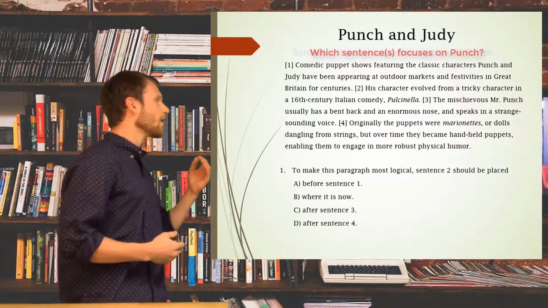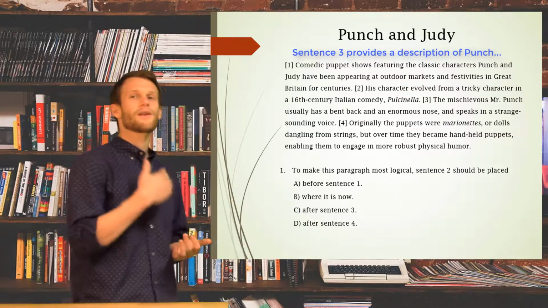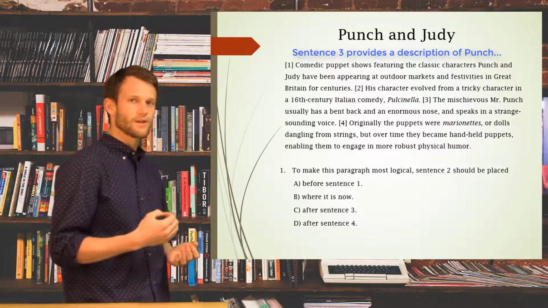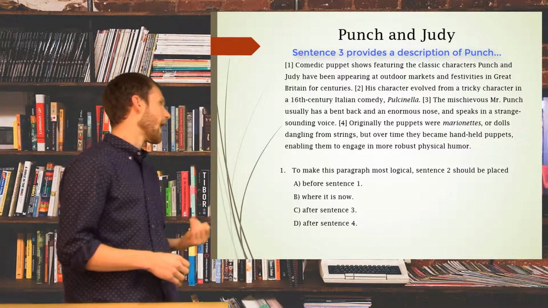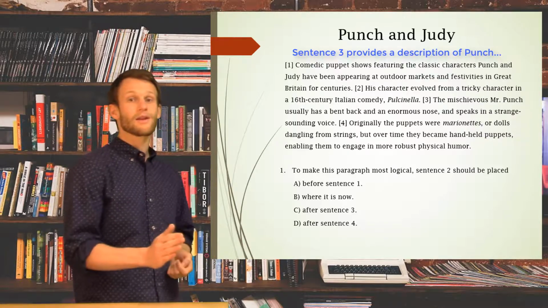Now when we look at what is currently sentence 3, we see that it immediately says, "The mischievous Mr. Punch usually has a bent back and other features." So good. Sentence 3 is really telling us who Mr.